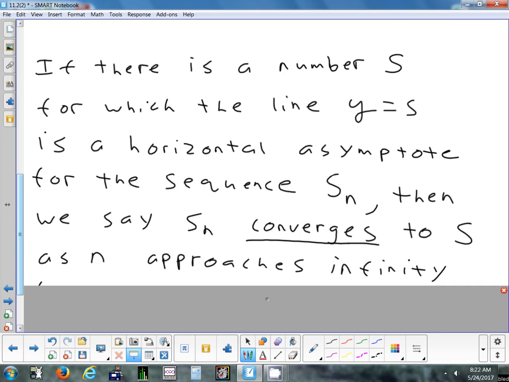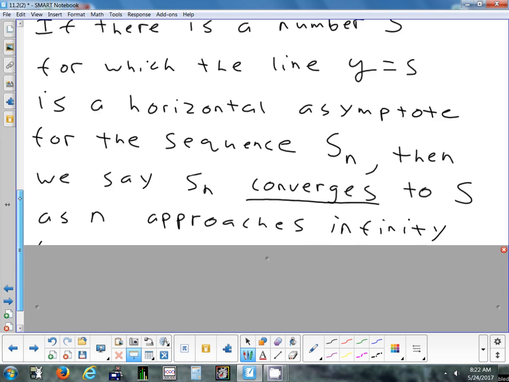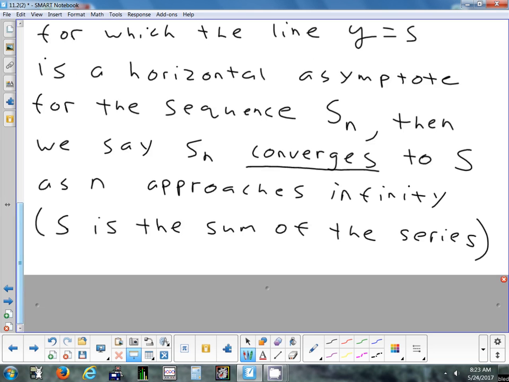So we say that S sub n is converging to the number S. And again, S is where that horizontal asymptote would be. It's what it's getting closer and closer to, but never actually reaching, as you approach infinity. And S, where we have the horizontal asymptote, is the actual sum, whatever the asymptote would be.